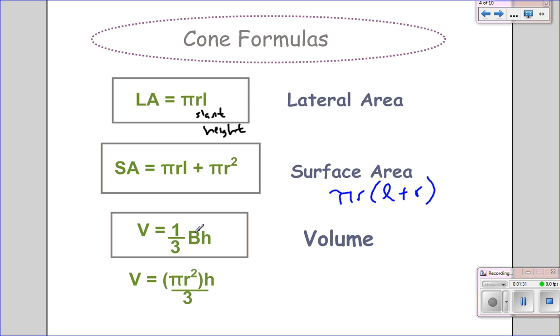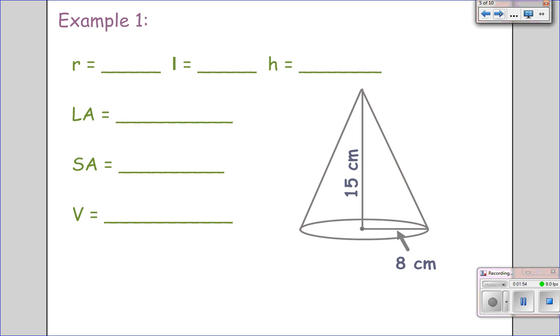And finally, the volume formula that shows up on your formula chart is 1/3 big B times h, where big B is the area of the base. Now, if it's a cone, the base has to be a circle. So big B is really pi r squared, so the volume is pi r squared times h divided by 3. So these are our formulas for cones. So let's try it out.